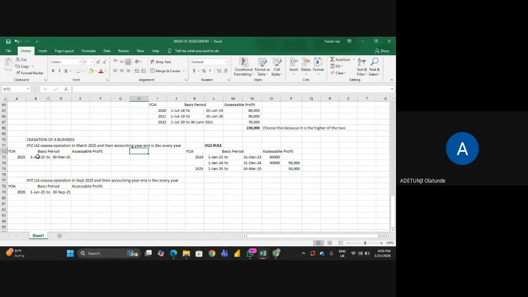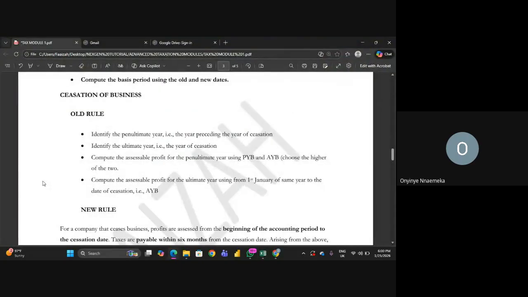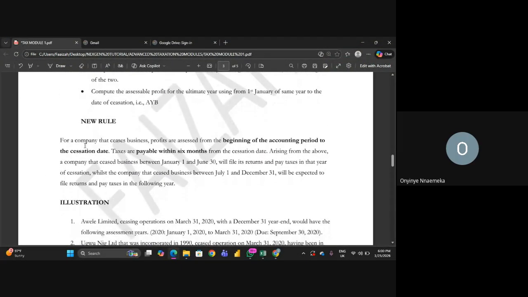I don't actually get both the new and old rule. It's kind of complicating to me. Okay, let me go over it one more time. So let's start with the new rule. This is the new rule here. Let me go back to my PDF. Let's ignore the old rule first and come to the new rule.